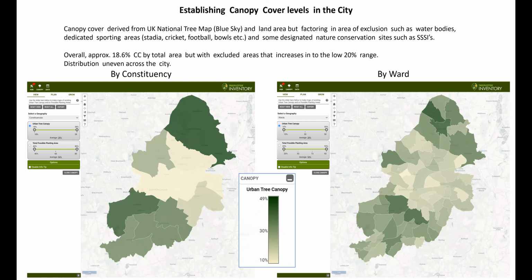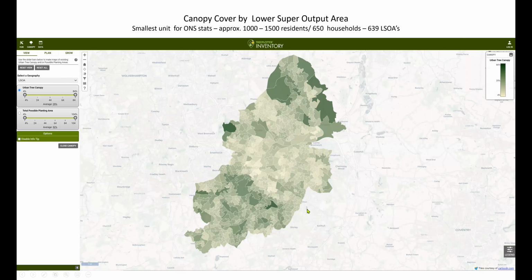So that's showing the 69 wards of the city. You can see when you compare the Sutton area in the constituency with the ward, not all of those wards are at the same level of canopy cover as is shown in the constituency. So there are variations there, and you can see even within that area that was very light coloured across Aston and Erdington, we are getting variation between wards there. But we need to break that down even further still.